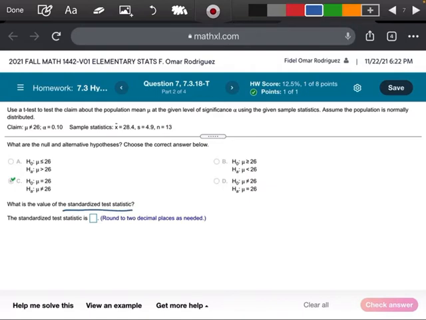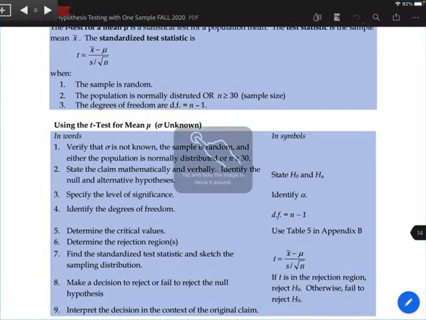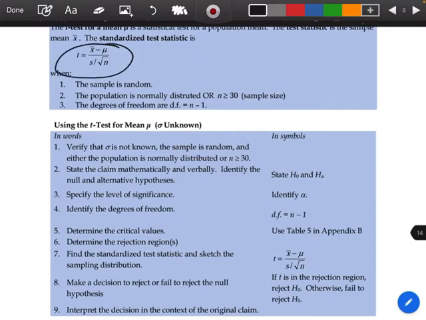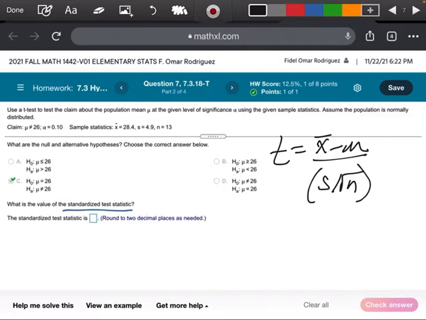Okay, so now we want to find our standardized test statistic. I'm going to pull up a slide that shows me how to find it. This is how we find our standardized test statistic. There's a formula right here, y'all, and it's t equals x bar minus mu over s over the square root of n. So let me write that here: t equals x bar minus mu over s divided by the square root of n.